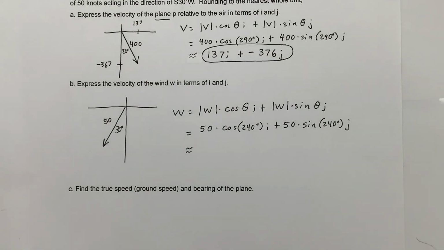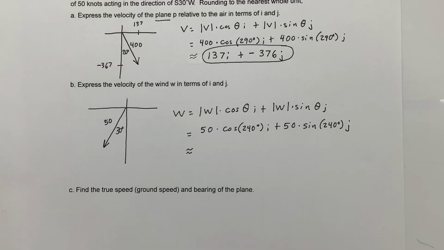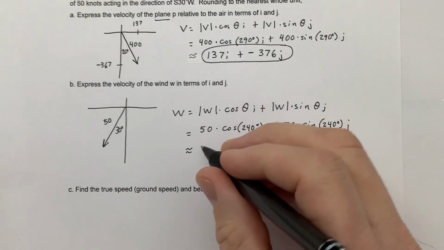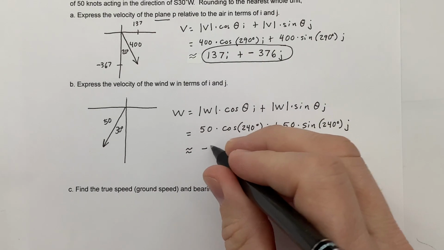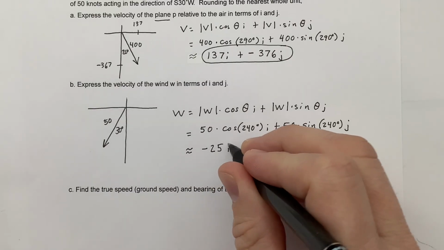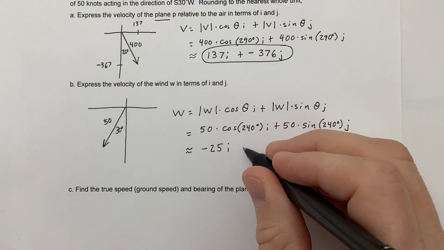So once again, using our magnitude or force vector magnitude is 50. Our theta, not quite 270, but 30 degrees short of it, so 240. Plug it in and simplify. Negative 25i. And what'd you get for j?